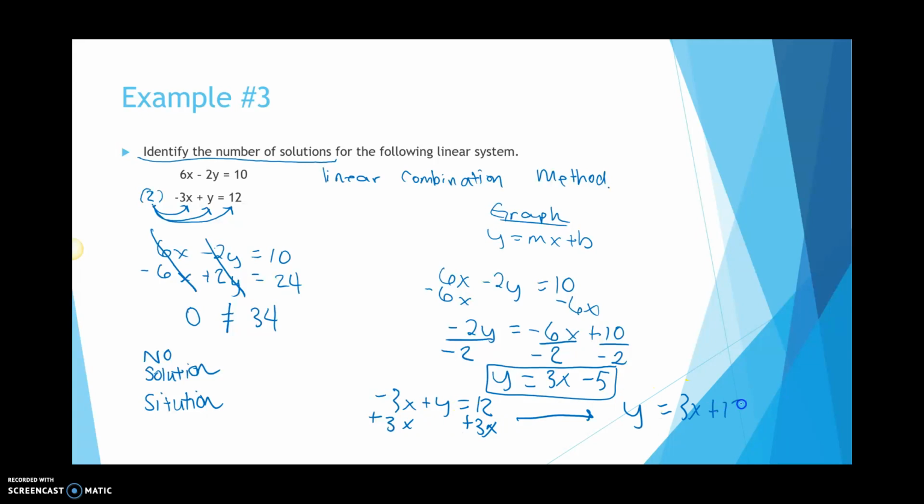Notice my slopes are the same, so they're parallel lines. So this would be a no solution because of the parallel lines. They're never going to cross or intersect. So that's my answer, a no solution situation. And that is it for this section.